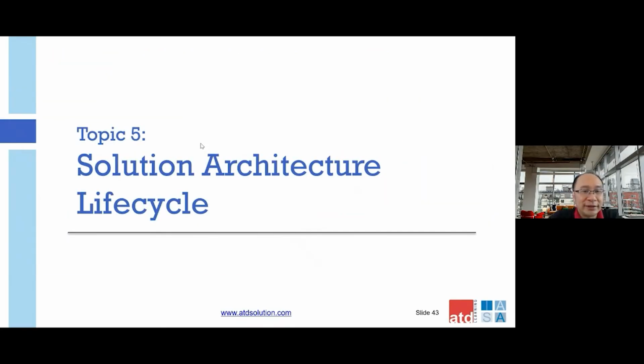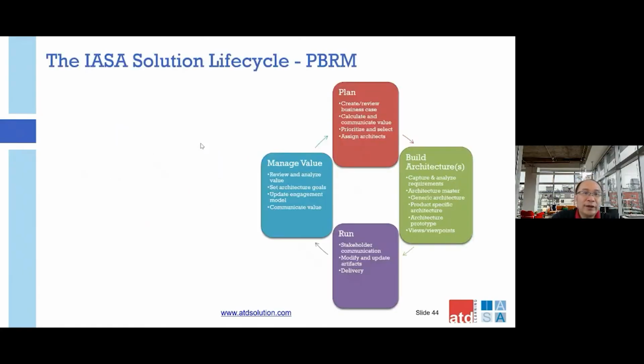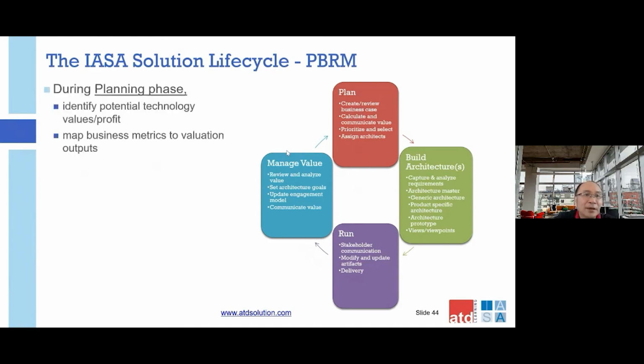The next one is the solution architecture lifecycle. As you can see here, first in every situation, not only in architecture, we need to plan, we need to build, we need to run, and we need to manage. They call it PBRM. So IASA also defines a solution architecture lifecycle based on the PBRM: plan, build, run, and manage architecture. During the planning phase, we need to identify potential technology values or profit, always looking at the value. And we also need to map the business metric to the valuation output, because we need to measure whether the project is giving us the return on investment.